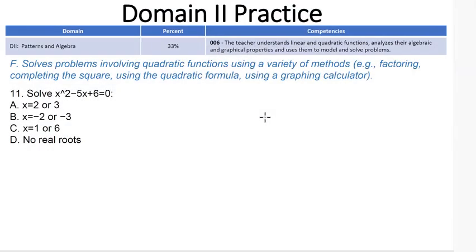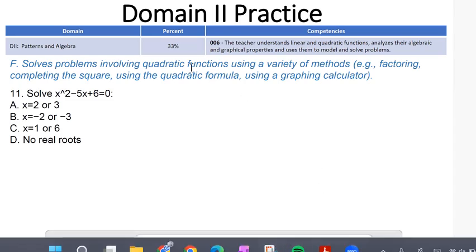Still competency 6. This time it is quadratic. Solve problems involving quadratic functions using a variety of methods: factoring, completing the square, use of the quadratic formula, and use of a graphing calculator. All right. Let's start first using factoring. Let's use factoring. And then later on, I'm going to show you using the calculator.